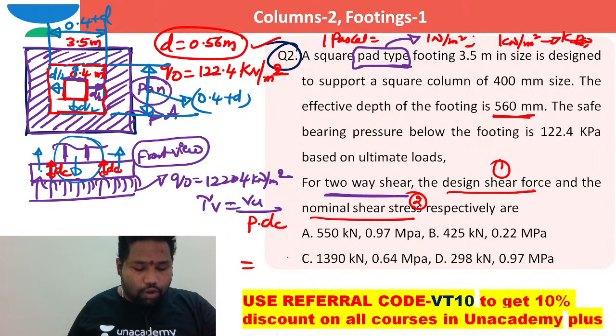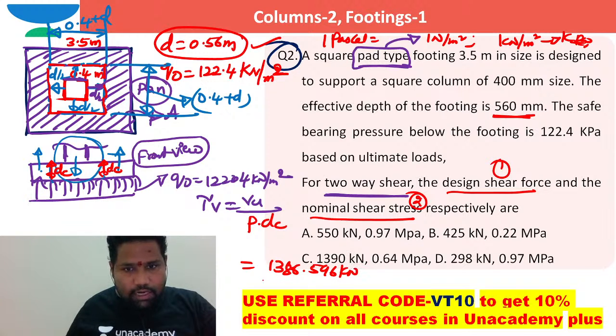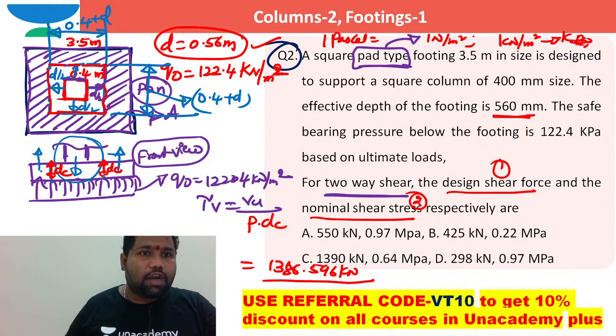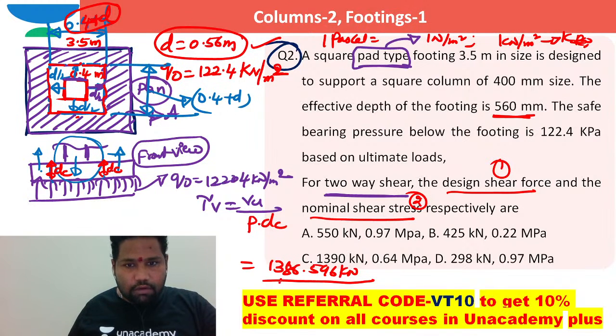Now coming to Vu, I hope you know the answer, which is 1386.596 kilonewton, divided by the perimeter. Can you tell me what the perimeter is? For one side, it is 0.4 plus d. How many such sides are there? 1, 2, 3, 4. So the perimeter of this dotted line is 4 times (0.4 plus effective depth), and the effective depth is 0.56.